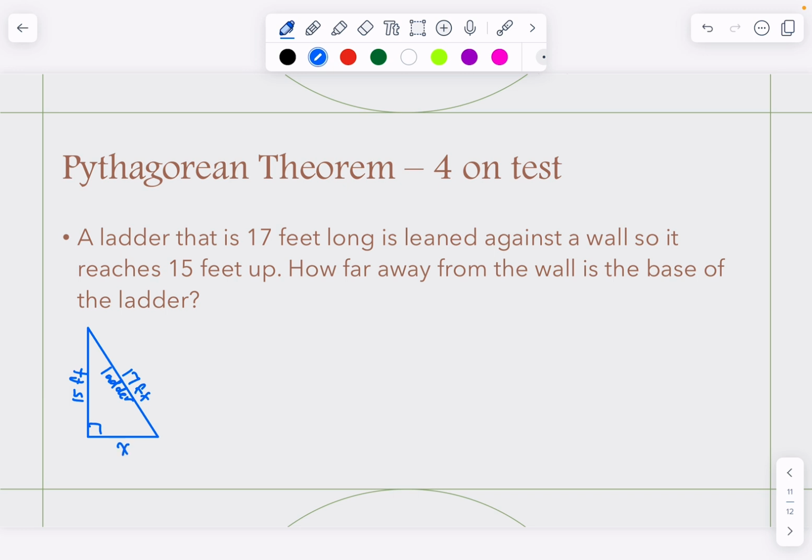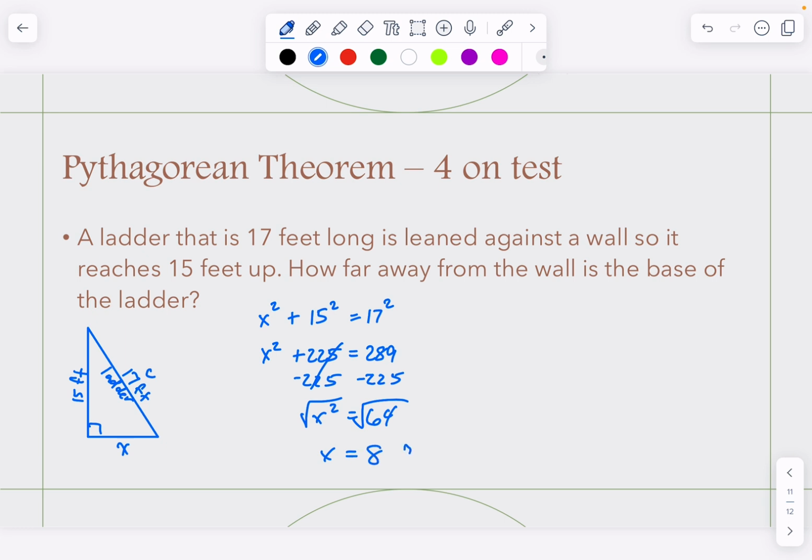So to solve that, the 17 has to be our c value. So I have x squared plus 15 squared is equal to 17 squared. Now I just have to isolate the x and make sure everything works out. So x squared is going to be added to 225. That's going to be equal to 289 once we simplify. Subtracting the 225, I'm going to get x squared equals 64. Taking the square root of both sides, I end up with x equals 8.